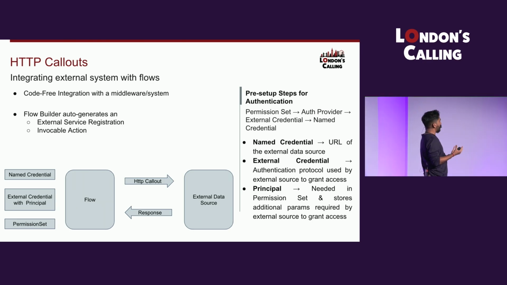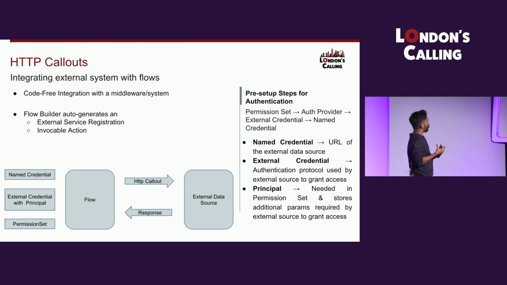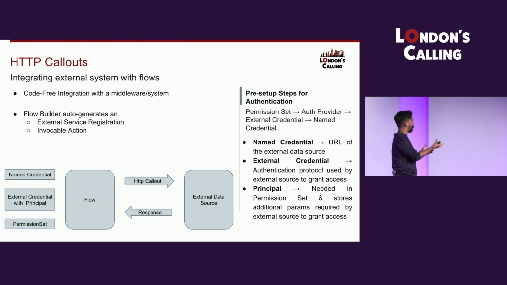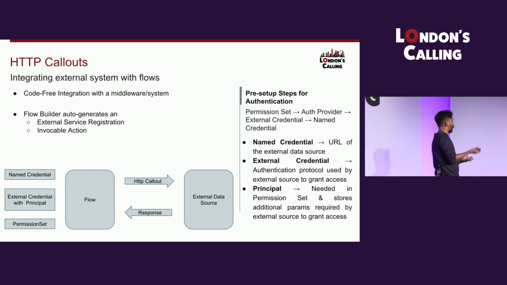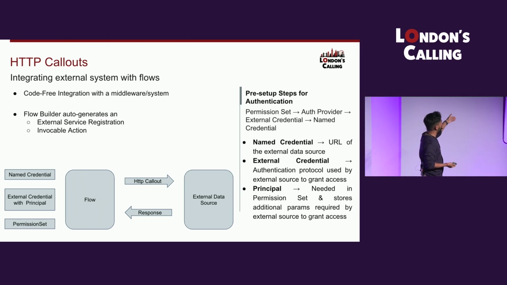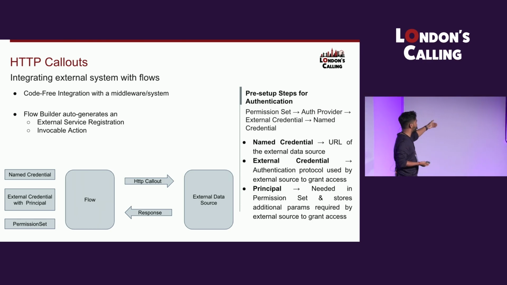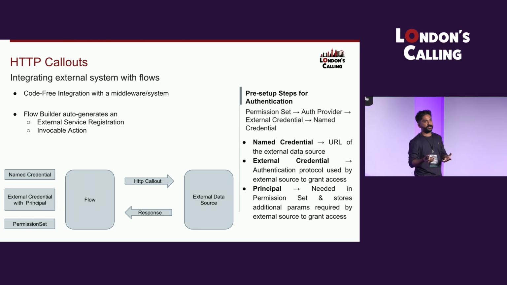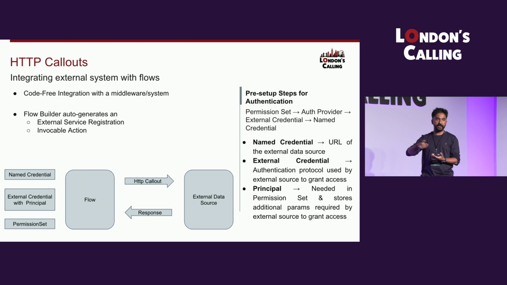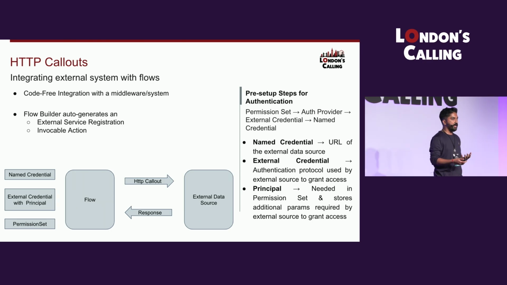So for admins, the key aspect of what Salesforce is trying to do is this: if you create a name credential with the external credential and authentication protocol mentioned, and you have a permission set for the user who's going to run that flow, and assign the principal you created within the external credential to the permission set, then you get access to the external data source. So basically, it's a way to get access to the external data source, and it could have any sort of authentication protocol.